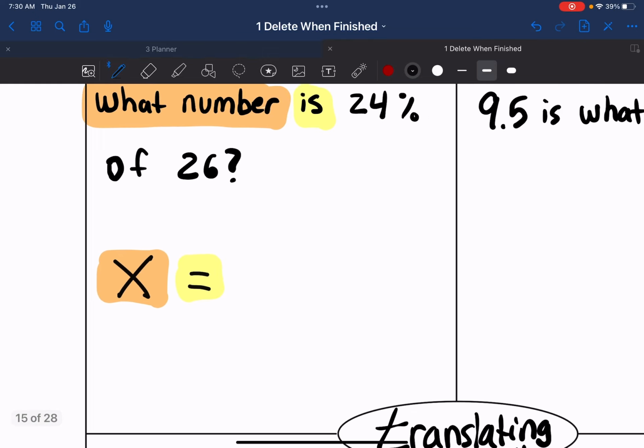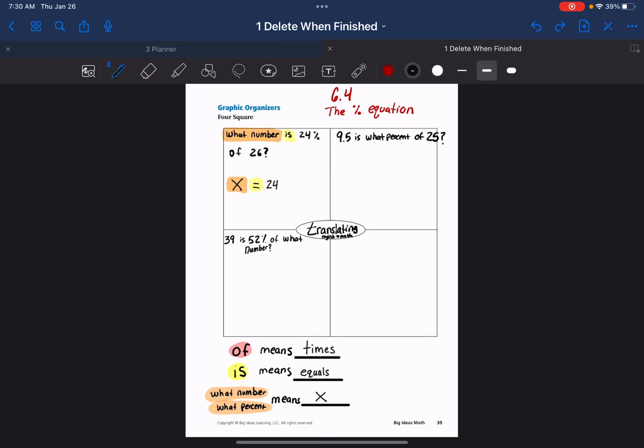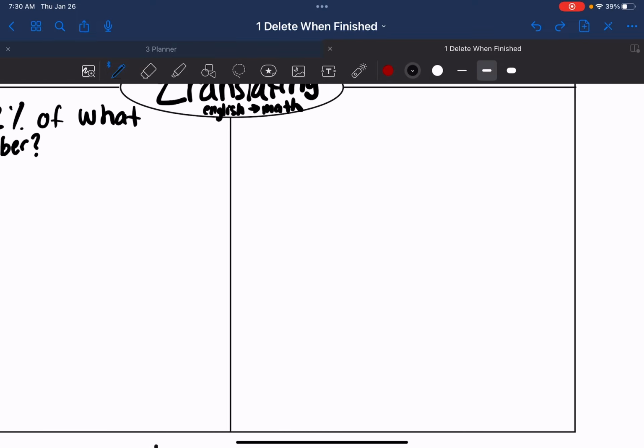24%. Now here is something else I need you guys to all know. You can't just put 24% into an equation like this, x equals 24%. We can't do that because we can't multiply 24% by 26. So anytime you're putting a percent into an equation, you have to turn it back into a decimal first. I think that's a really big piece of information we got to remember. So down here, we're going to write that in this box, because I think that's something we all need to remember.